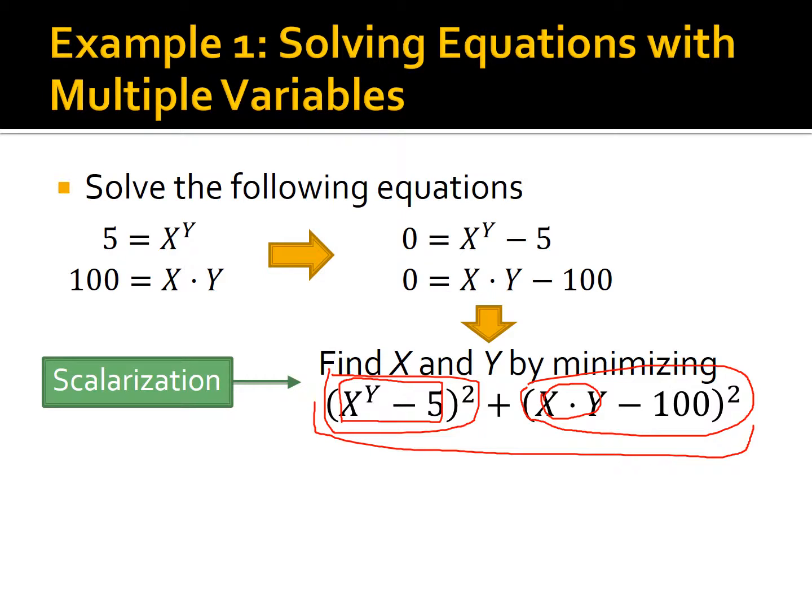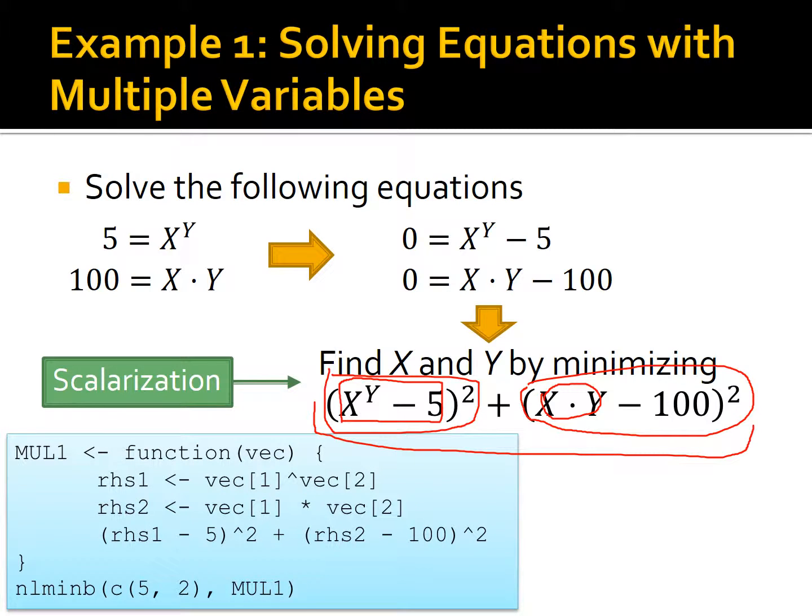We can call this method scalarization. So we have two equations, we make them into the same equation and find the minimum of the sum. So let's make the function. I call it mul1, which is a function of the vector. This vector will provide two elements, x and y.